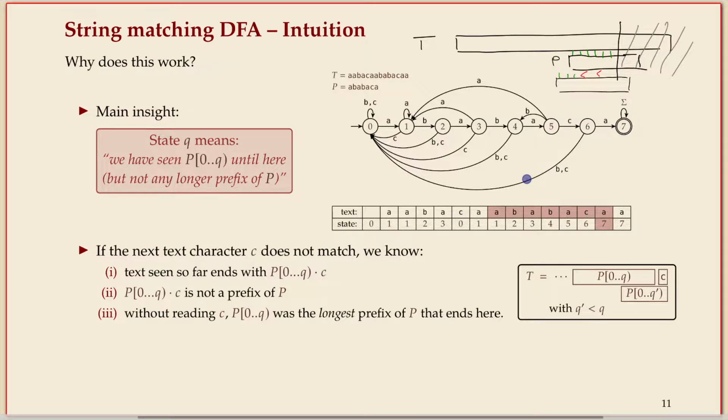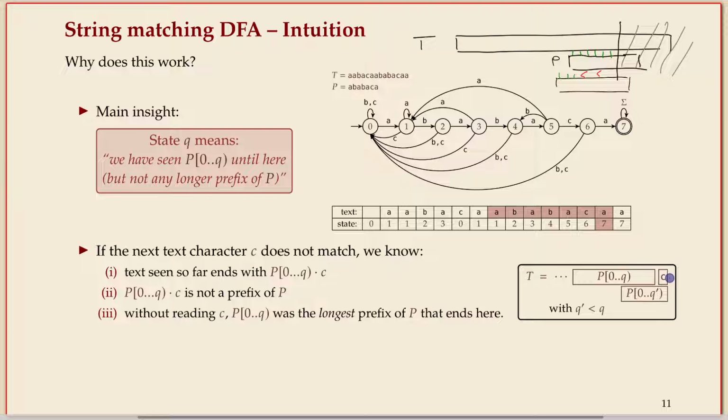Now it seems maybe at first a bit weird. How can you forget everything about the text and just remember this single number without forgetting any occurrences in the text? And the reason why this still works is that you keep track of the pattern that you've seen, and you keep track of the longest part that you've seen. So we know that the text ends with these characters. That's what this picture shows. There's the text. And we know at the end of the text so far, there's the first Q characters of P. And now we see one more character C.